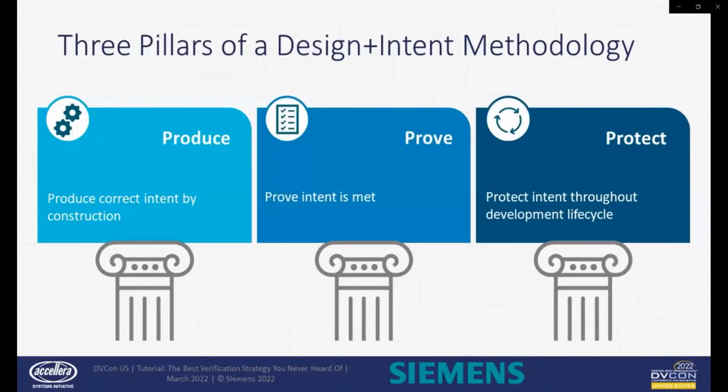In the tutorial today, we're going to go through details on the 3 pillars of a design plus intent methodology. Those pillars are: produce the correct intent by construction, prove the intent is met, and protect intent throughout the design lifecycle. And again, this is a design plus intent methodology.